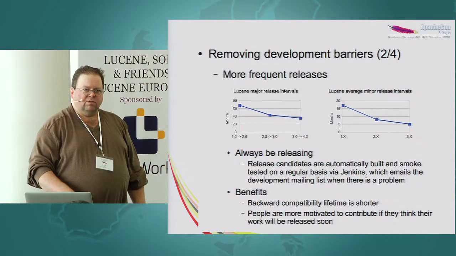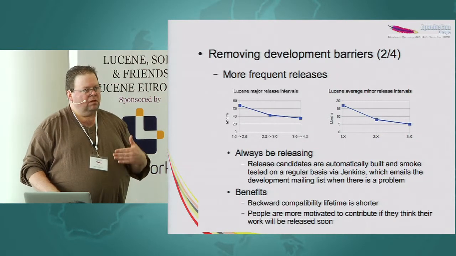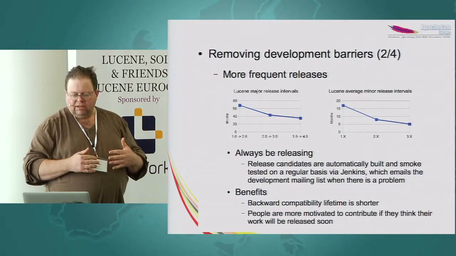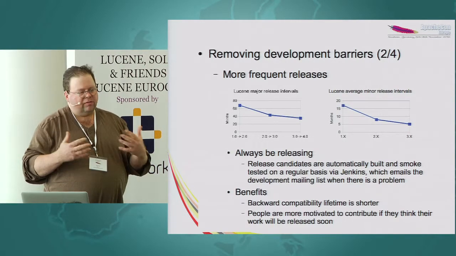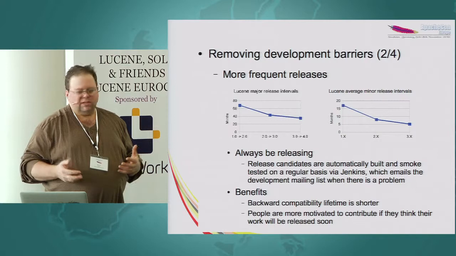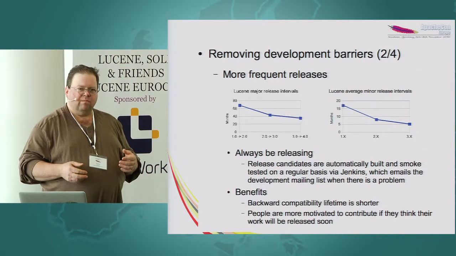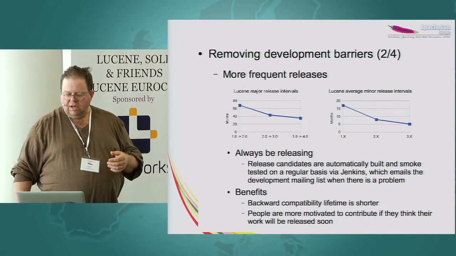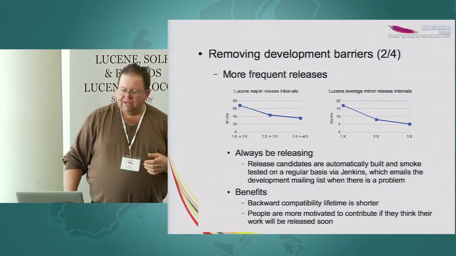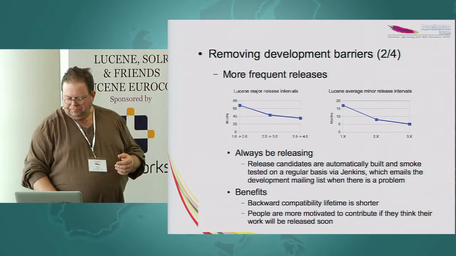One of the things we're trying to do to lower the bar to actually performing a release is put together automatic machinery that is building releases on a regular basis and tests them via the continuous integration server and emails the development list when there's something that's going wrong.